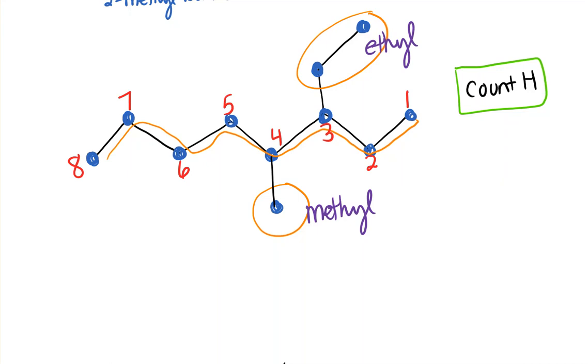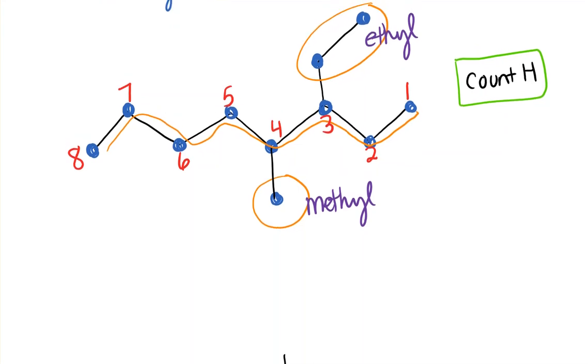Okay, and now I'm ready to put together the name. I start with my branches, and which one do I talk about first, the ethyl or the methyl? I have to go alphabetically first, so I'm going to say the location of the ethyl is 3, ethyl, and then a dash, and then the methyl. Okay, and then the last name is the longest chain, so it's octane.